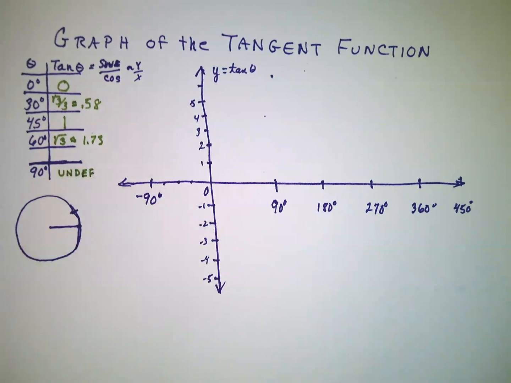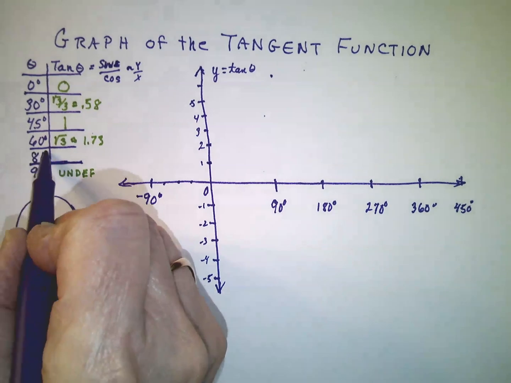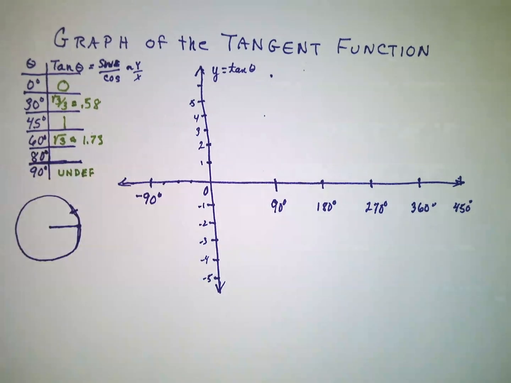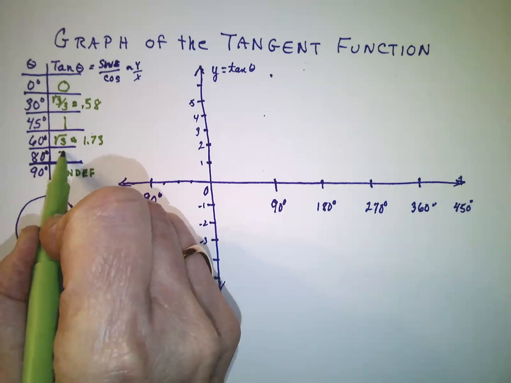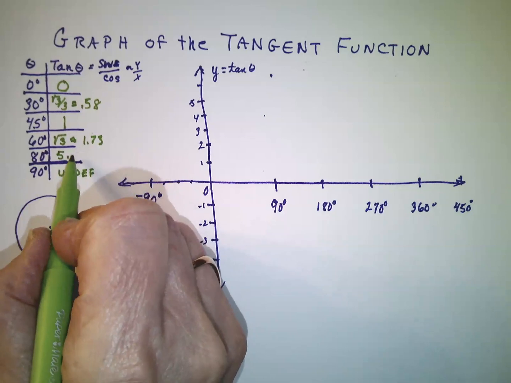90 degrees, the sine of 90 was 1 and the cosine was 0, so at 90 it was undefined. So maybe we could try 80 degrees. Put an 80-degree angle in here. This is not one that you would have memorized, of course. And its tangent value is about 5.67.